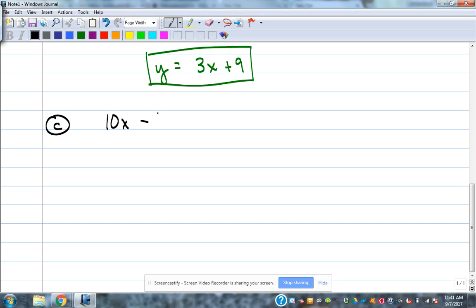10x minus 4y equals negative 16. And again, we're still solving for y. So what do we move first, Abel? Yeah, we're going to move the 10x over there because this side has the y on it. The other side doesn't. So I need to get that 10x out of the way. So we're going to subtract 10x from both sides.